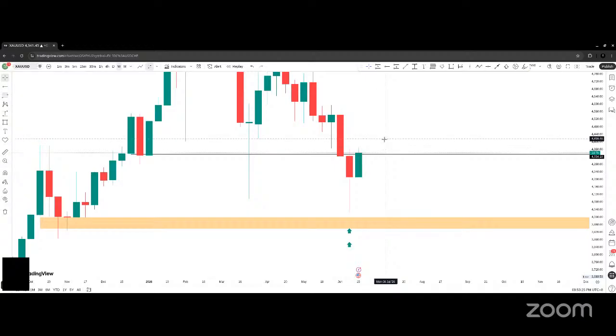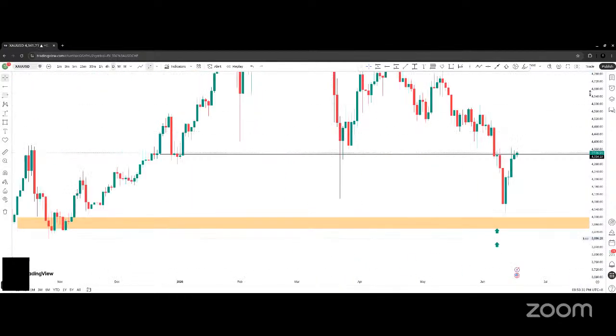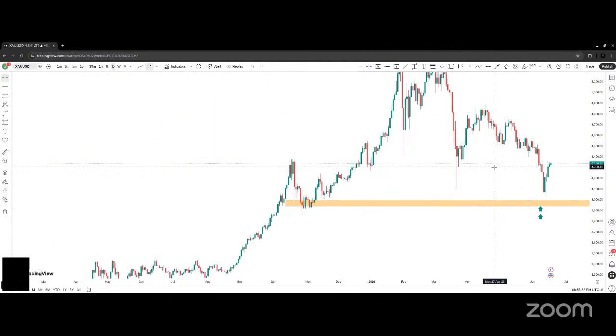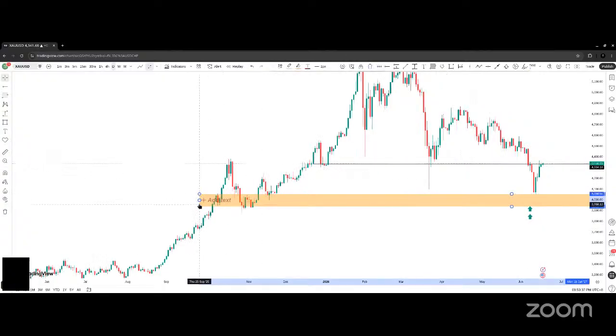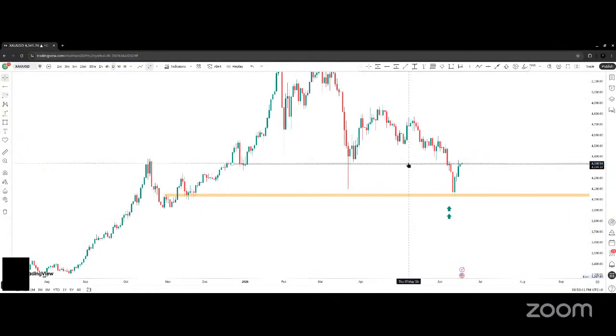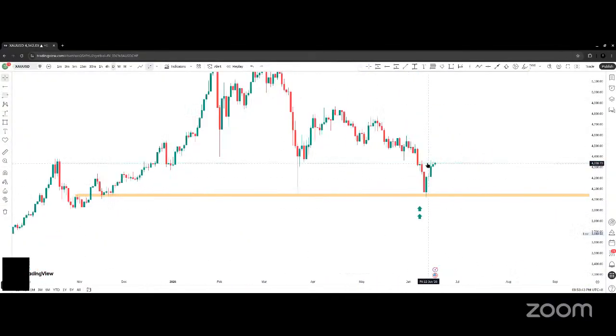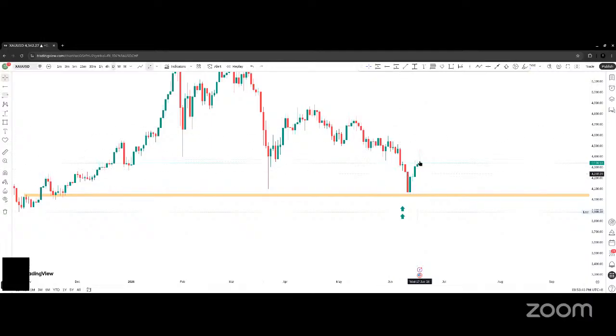But based on the current candle and current rejection, I would say we are still back to bullish. Moving down to the daily time frame, we can clearly see that price has rejected the same key level, respected the area. Let me clean up the zone first. So this here is a major key level on the weekly time frame.